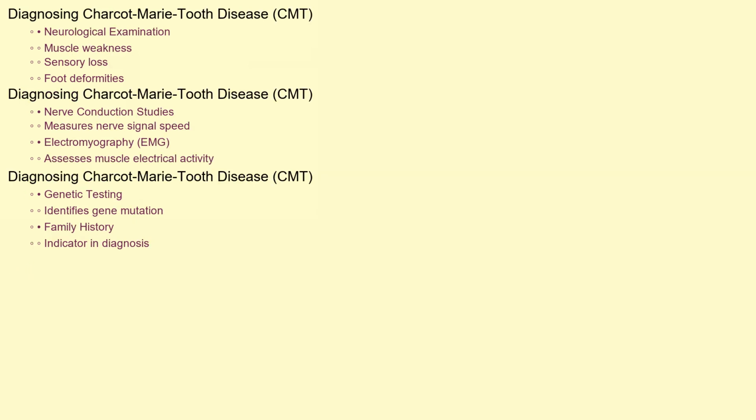Diagnosing CMT typically involves a comprehensive neurological examination, looking for characteristic signs like muscle weakness, sensory loss, and foot deformities. Nerve conduction studies are often performed to measure the speed of nerve signal transmission. Electromyography, or EMG, assesses the electrical activity of muscles. Genetic testing can confirm the diagnosis by identifying the specific gene mutation responsible for the disease. A family history of CMT can provide another indicator in the diagnosis.